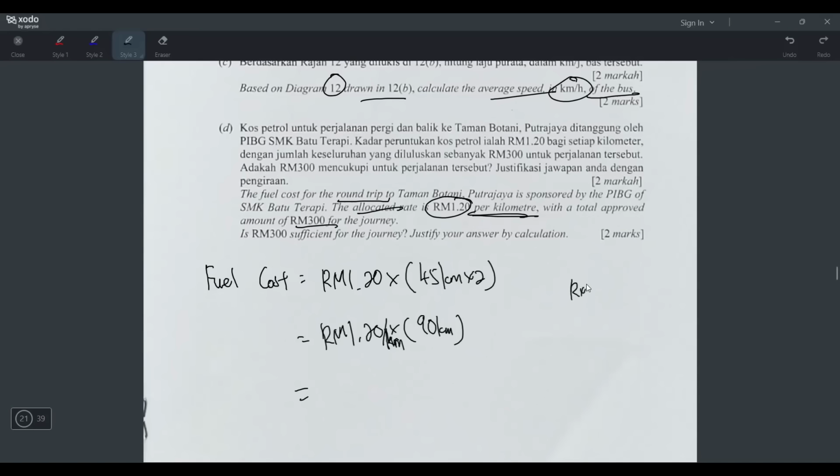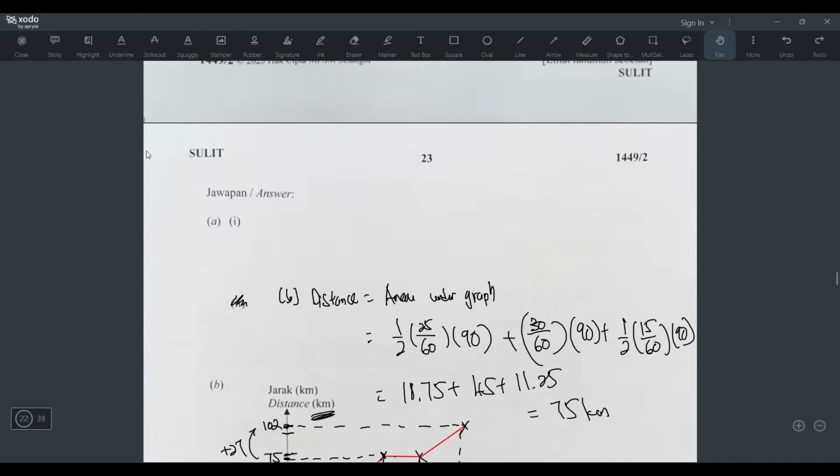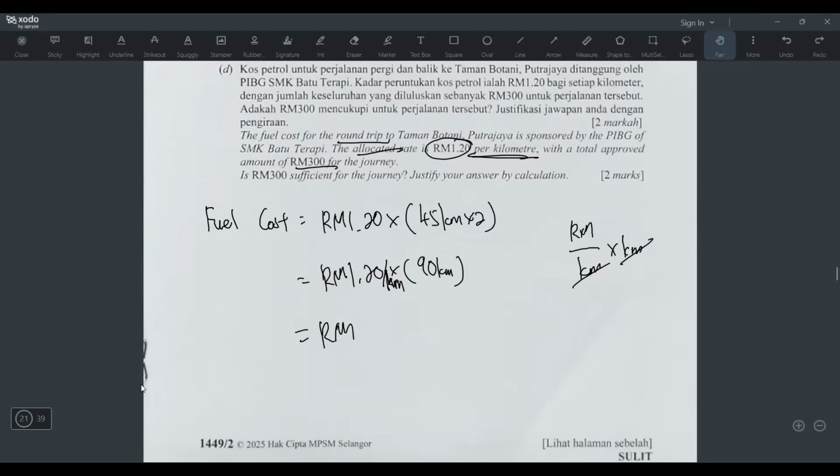So if you have RM per km times km, cut, you are left with RM. So that's how you do it. Okay. So remember, round trip means pergi dan balik. So the graph only shows pergi sahaja. So after he goes there and jalan-jalan, you have to balik. So the total distance has to be times 2. Okay, so now we have to do 1.2 times 90. So you get berapa? Wait, let me press. 1.2 times 90. 108.